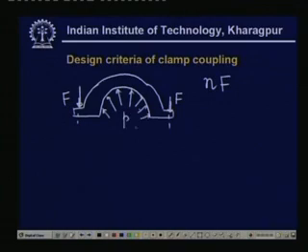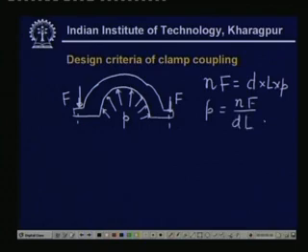So, the force will be equal to the projected area times the uniform pressure. The projected area will be d times L, the length of the sleeve, times P. So, this is how we calculate P. Now, if you assume uniform pressure, then of course, the friction force will be equal to mu times the pressure, and that will also be uniform.